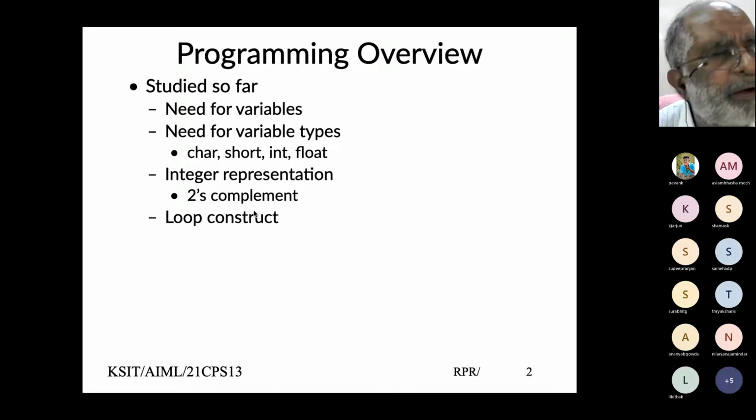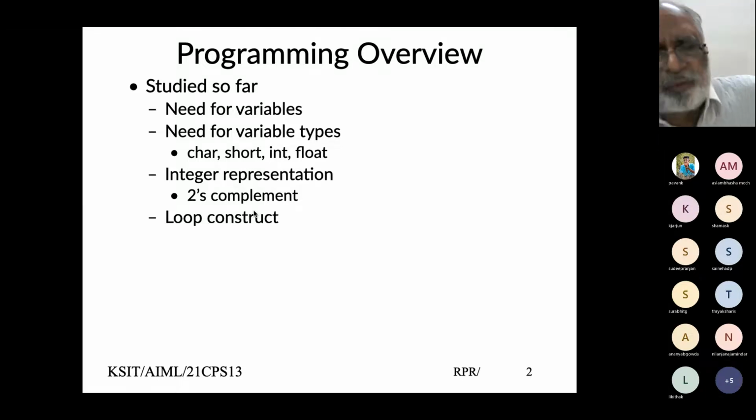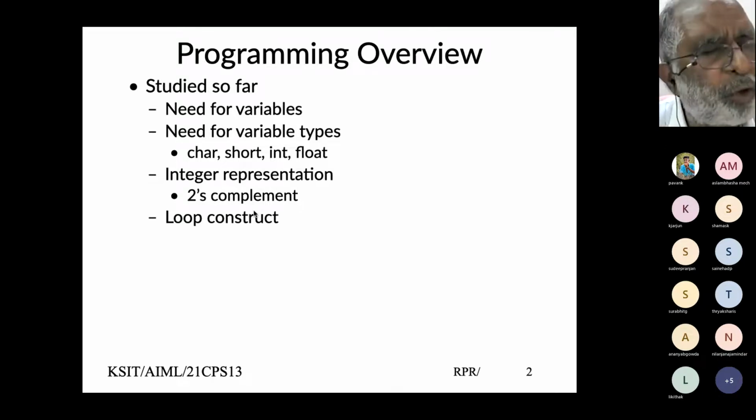So far, without getting into details of how C implements these things, I'm trying to give you a broad canvas, a broad picture of my programming requirements. When you write a program, we need variables, we need to assign values, we need different variable types, we need to differentiate between negative and positive numbers, and when you have to repeat, we have the notion of what is called a loop construct.